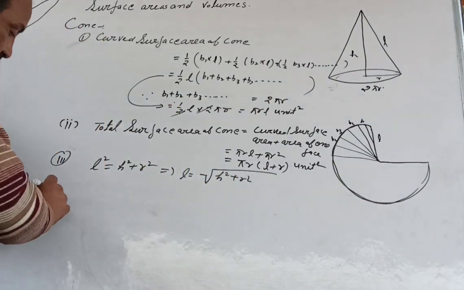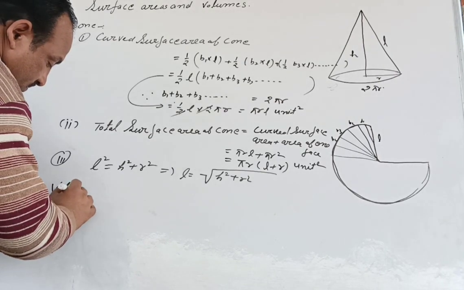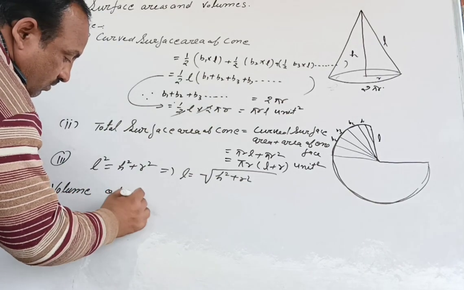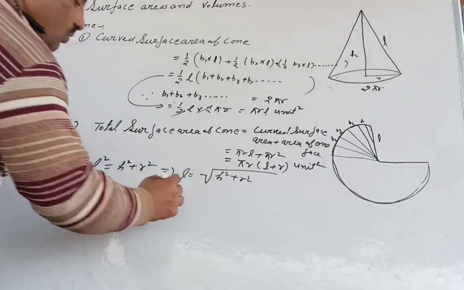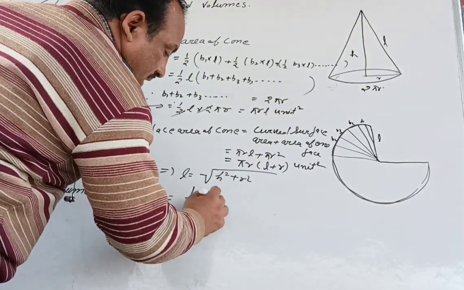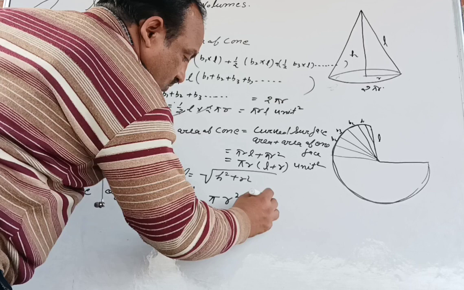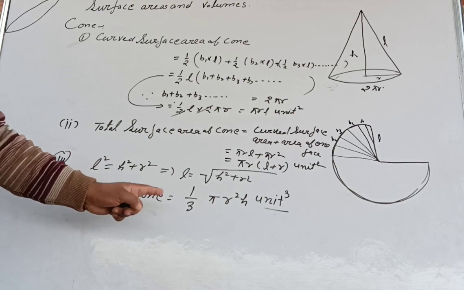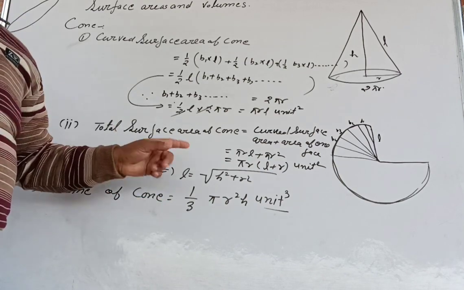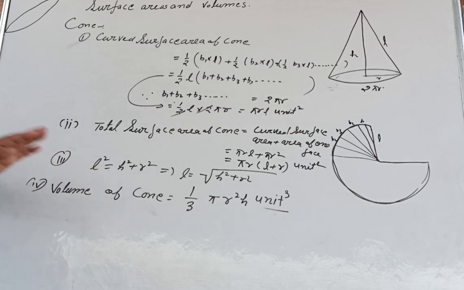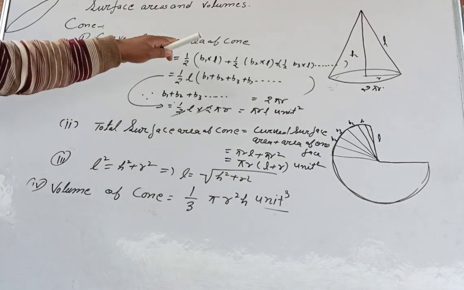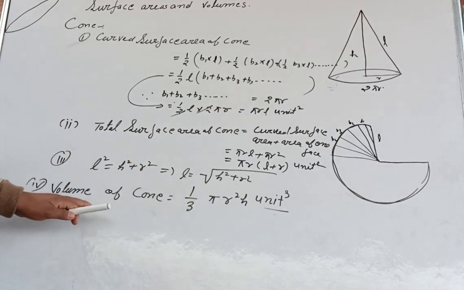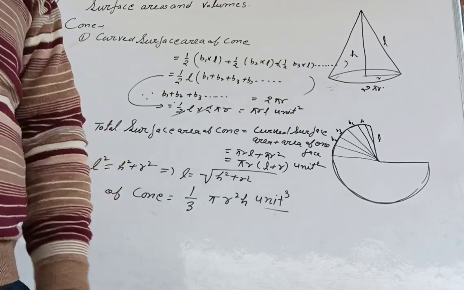Volume of cone. This is the fourth formula. Volume of cone is equal to 1 by 3 pi r square h unit cube. This is the volume of cone. These are the formulas for the surface area of cone, total surface area of cone, slant height, and volume of the cone, 1 by 3 pi r square h unit cube.